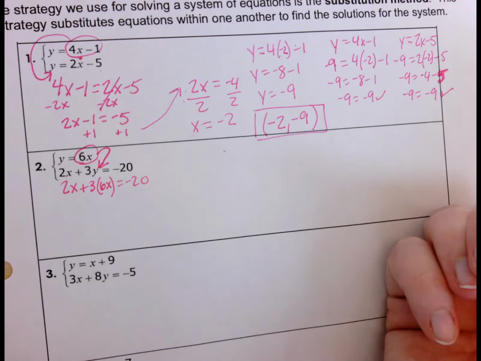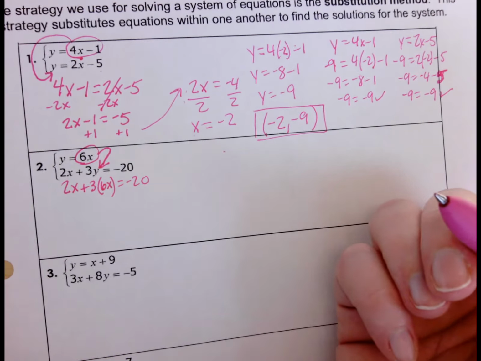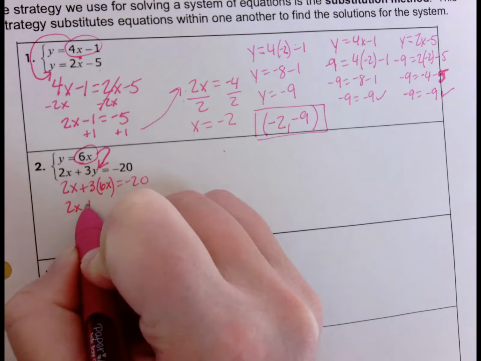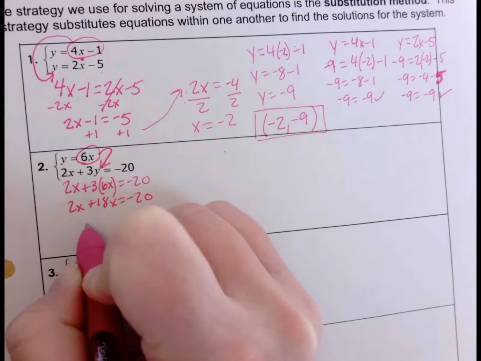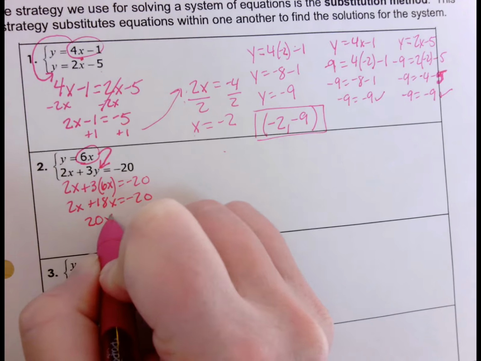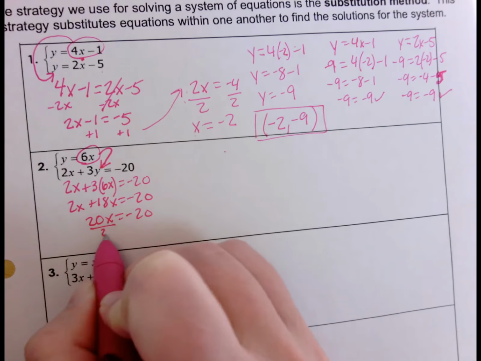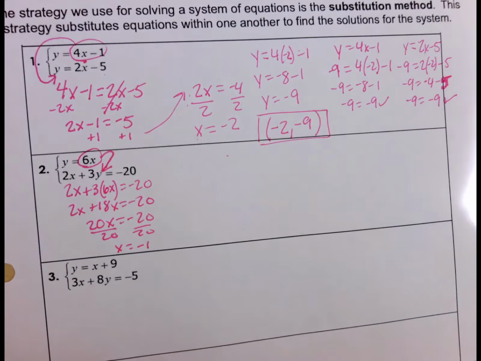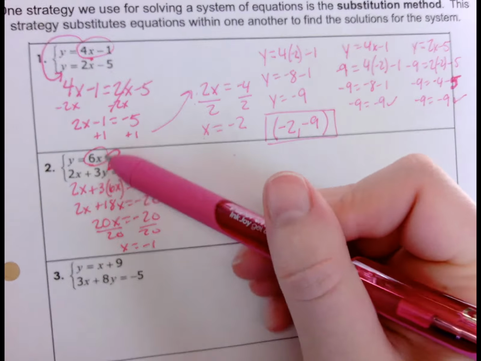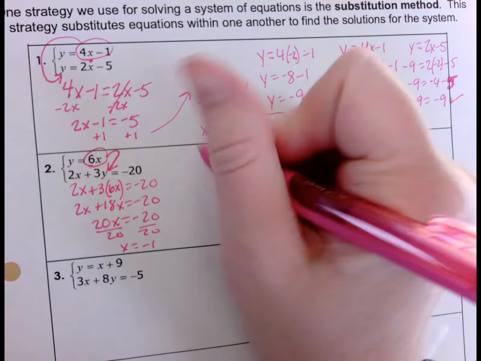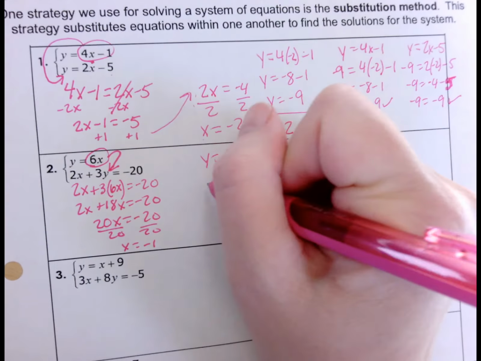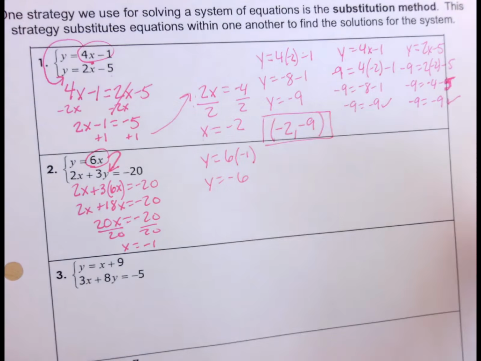Okay? And now I can go ahead and multiply and start moving things around. So 3 times 6x is 18x. 18x and 2x combined is 20x. And then to solve, I divide by 20 and find that x is equal to negative 1. Alright, so now I can take this negative 1 and plug it into either equation to find y. So I'm going to plug it into the first one. If x is negative 1, all I have to do is multiply those two numbers together to find that y is equal to negative 6.